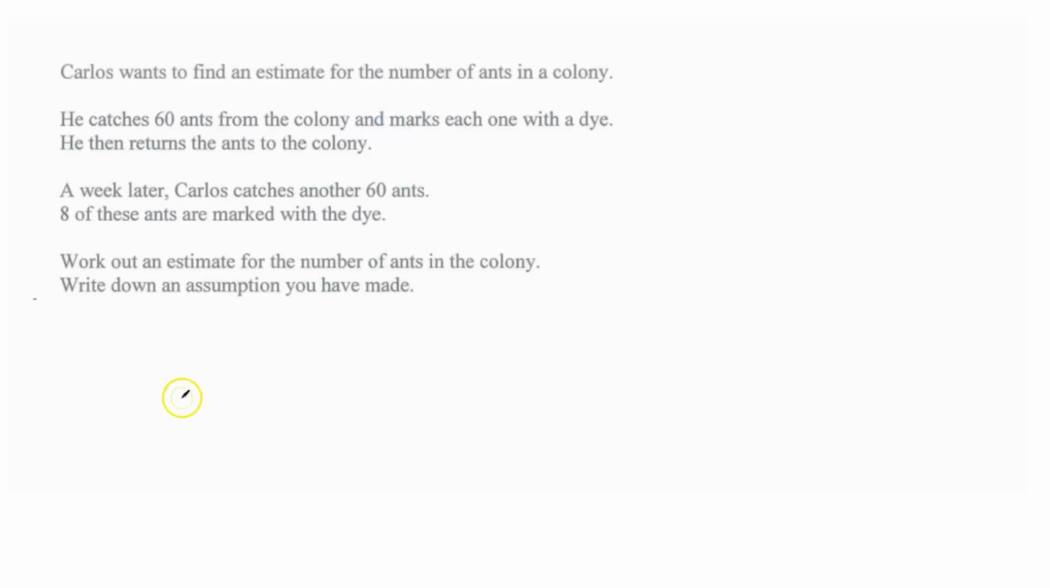Here's a question. Carlos wants to find an estimate for the number of ants in a colony. He catches 60 ants from the colony and marks each one with a dye. He then returns the ants to the colony. Let us annotate this part of the question.